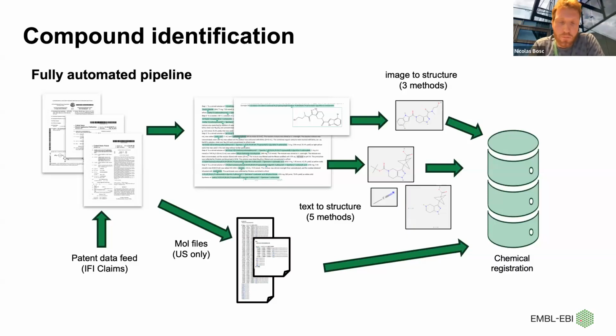From the text that has been extracted through OCR, we do text to structure using different methods where the compound names are converted into structures. From the images, we do our own OCR, and the structure represented in the image is extracted. In the easiest case, we also have access to the MOL files. That's only for the US patents, and then it's straightforward to register this information into our database. Ultimately, we get access to the structures of the compounds in these 3 different ways, and they are all registered in the same way in our database.